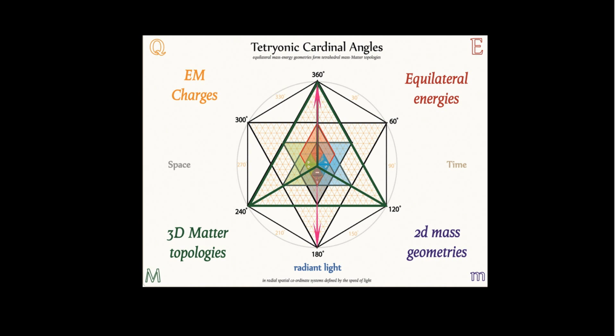So the basic cardinal angles that result due to equilateral geometries. That is to say that we have 60, 120 and 180 degrees typically, but we can have any multiple of 60 degrees as a result of the tessellation or the layering, addition, tiling of equilateral energies, either within mass geometries or within matter itself.